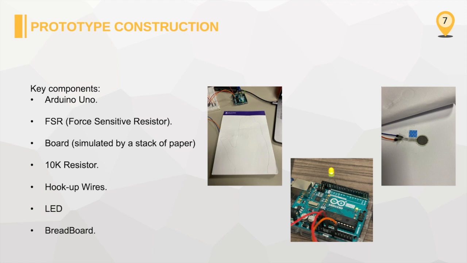Now I will introduce my individual focus. As I mentioned before, I am working on data input. So at this stage, I am building a pressure board to collect pressure data from users' fitness exercise. The key components are below: Arduino, force-sensitive resistor, a board that was simulated by a stack of paper, a 10K resistor, some hookup wires, LED, and breadboard.